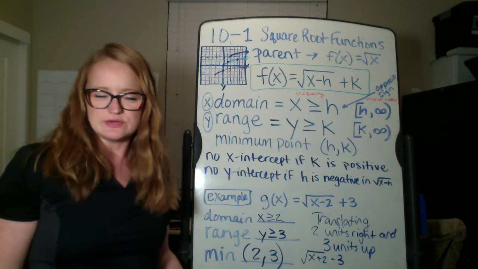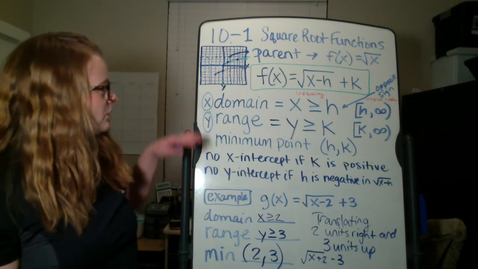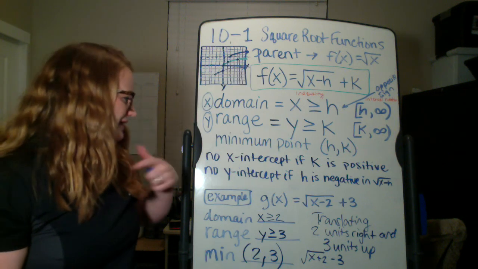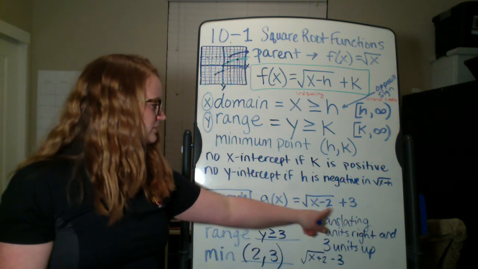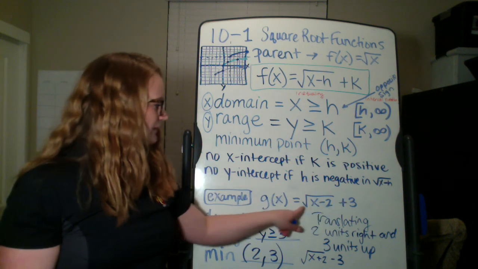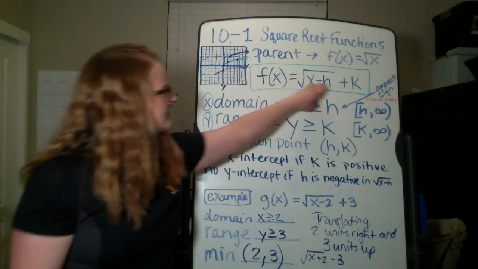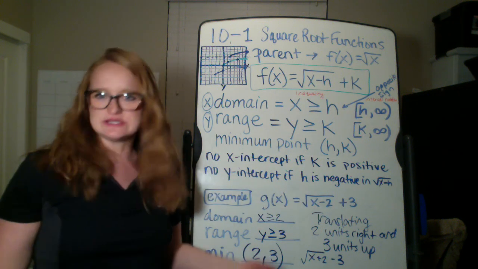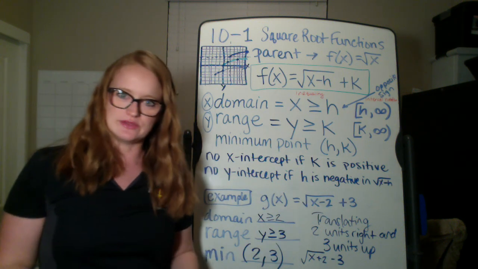But that's what you're going to be doing on your assignment. You're going to be telling me what is the domain and range of these types of functions, and how is it translating? What do you know about the units? If it's in this format up here, what can you tell me about the h and k values? How is it translating? How is it moving around on the coordinate plane?